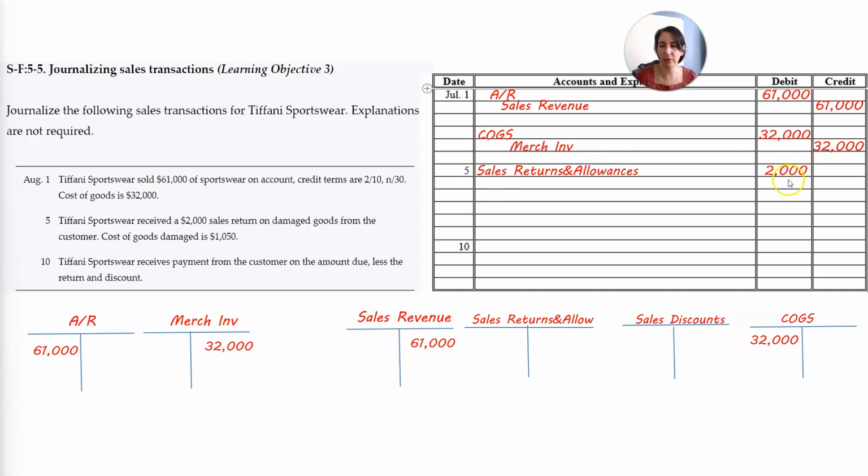So somebody sent back $2,000 worth of stuff, and they no longer owe us $2,000 because we had a receivable for all 61, but somebody sent us back 2 of it. So let's track that. We got sales returns and allowances $2,000, and we reduce our receivables by $2,000. The other piece is the inventory piece. We're putting the inventory back on the shelves. It's damaged, but we're increasing the inventory count $1,050 and decreasing cost of goods sold. It's almost like a reversal of that. So 1,050 here and cost of goods sold over here.